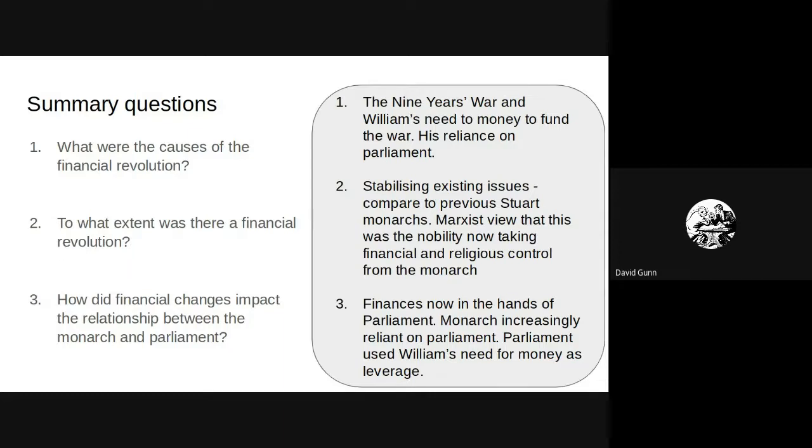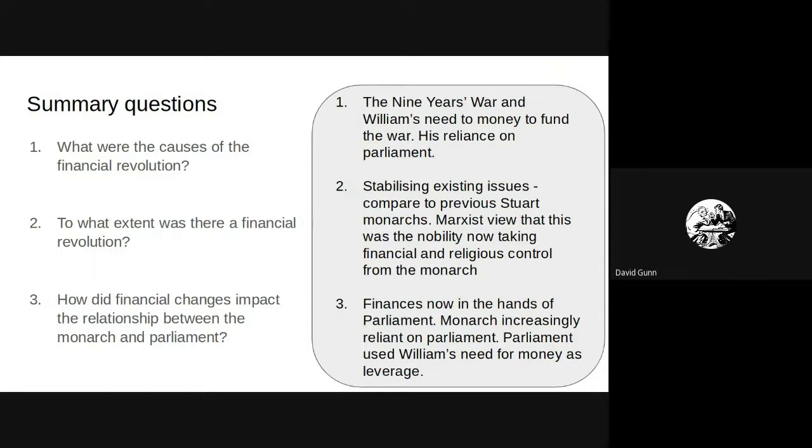Question three, how did financial changes impact the relationship between the monarch and Parliament? As I said just now, finance is now in the hands of Parliament. The monarch is increasingly reliant on Parliament, which we'll see in the interpretation in a second. And Parliament used William's need for money for the war as leverage to promote their own interests.